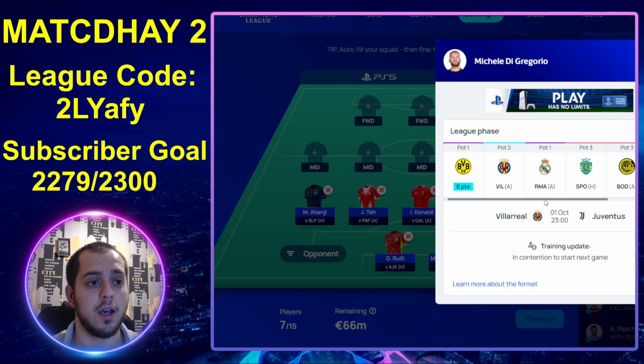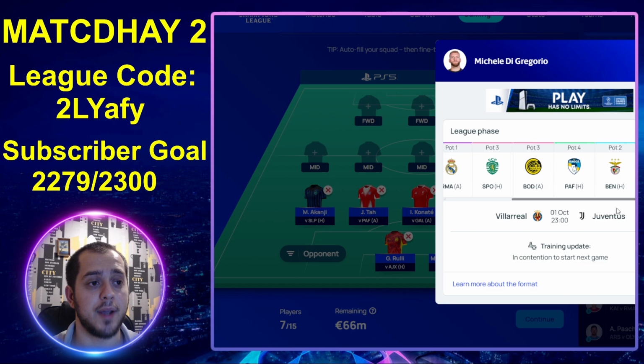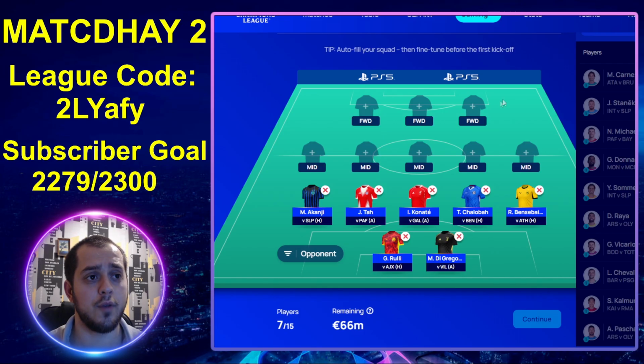Then there is the match against Real Madrid, which I know can be difficult, but the rest of the 5 fixtures are against Sporting, Bodo Glimt, Paphos, Benfica and Monaco. So Di Gregorio and Juventus, I think, have the ability to keep a clean sheet in maybe 4 of those fixtures. So for matchday 2, he is not one of the best goalkeepers at this moment, but if you are looking for a differential, Di Gregorio must be an option against Villarreal in an away game.